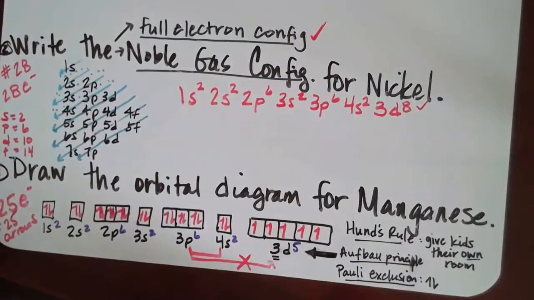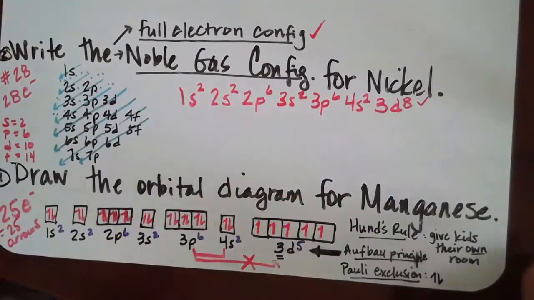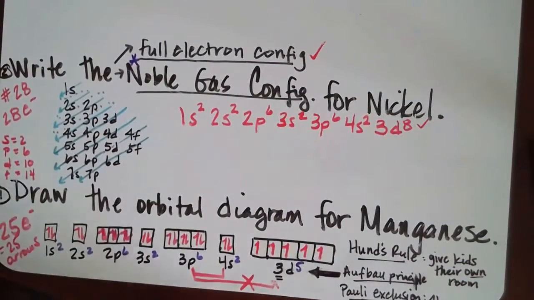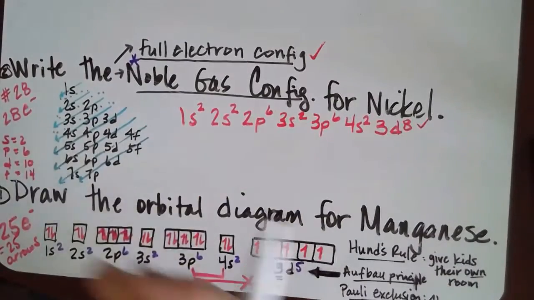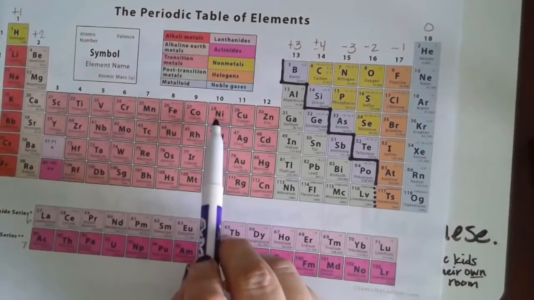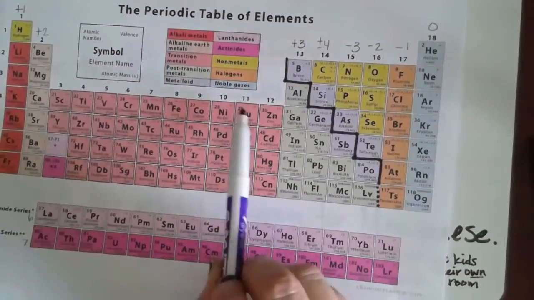Now if you wanted to shorten this up to do the noble gas configuration, we just did the regular electron configuration. Let's do the noble gas configuration. In order to do the noble gas configuration, it's really pretty easy. You're just going to go back and find what the noble gas is before nickel. It's like a game board. What's the noble gas before nickel? Not after it, but before it.